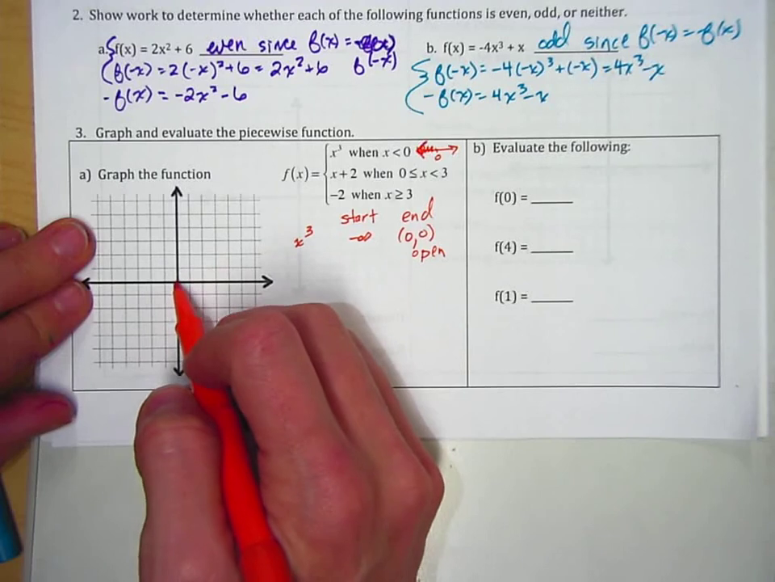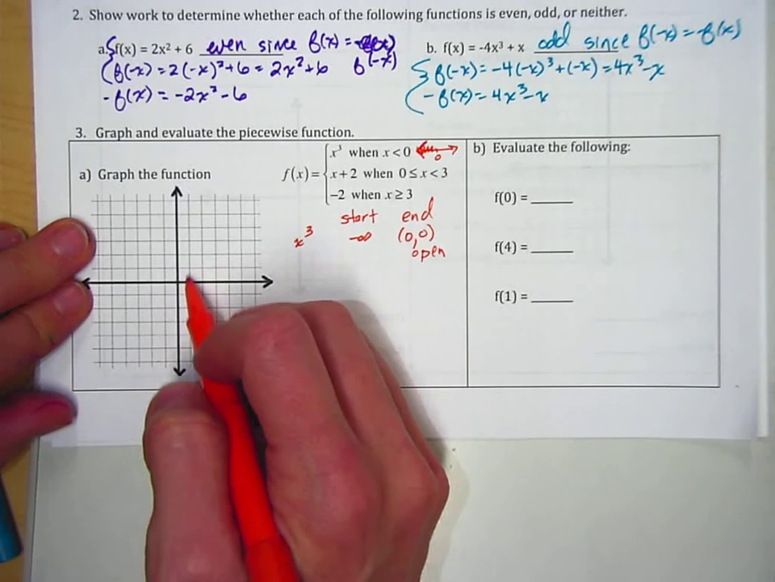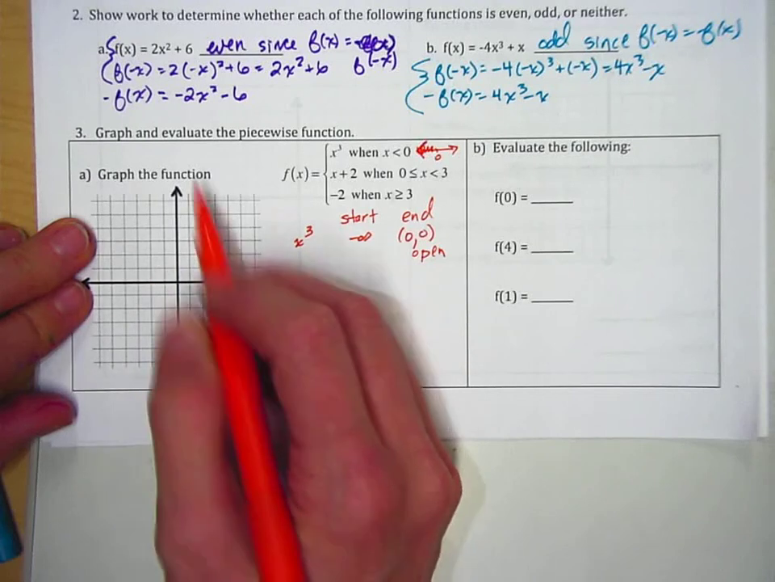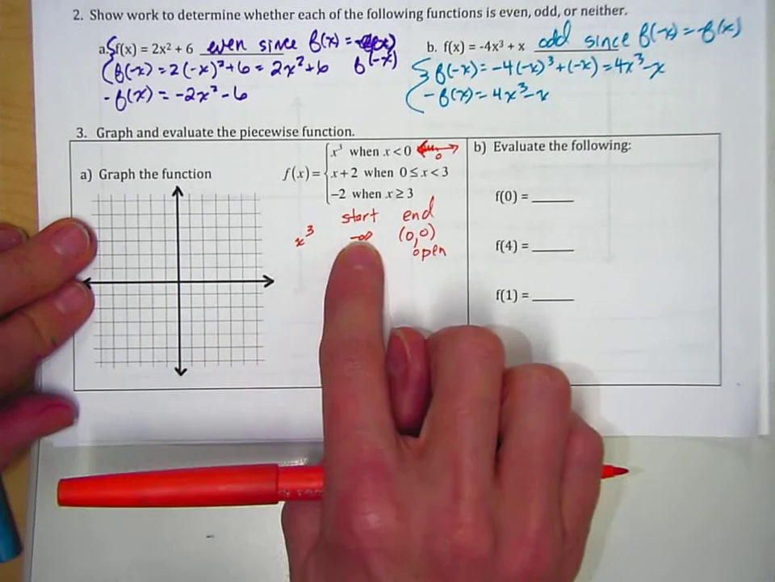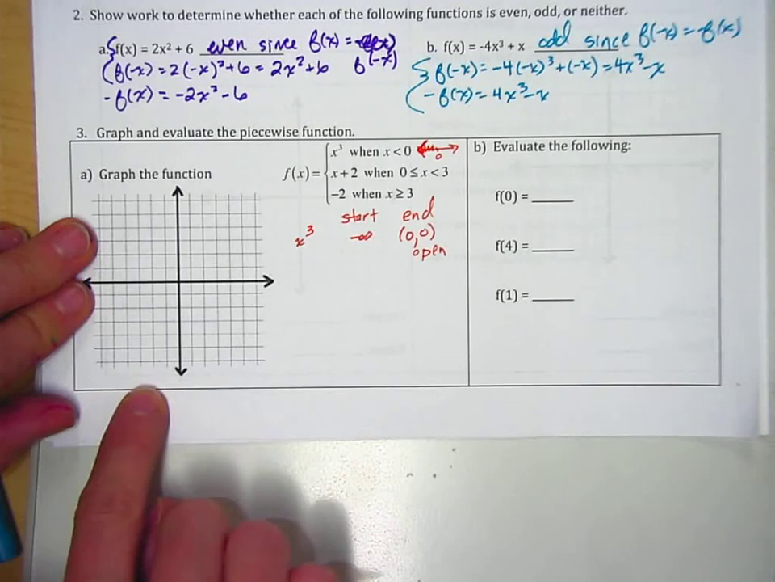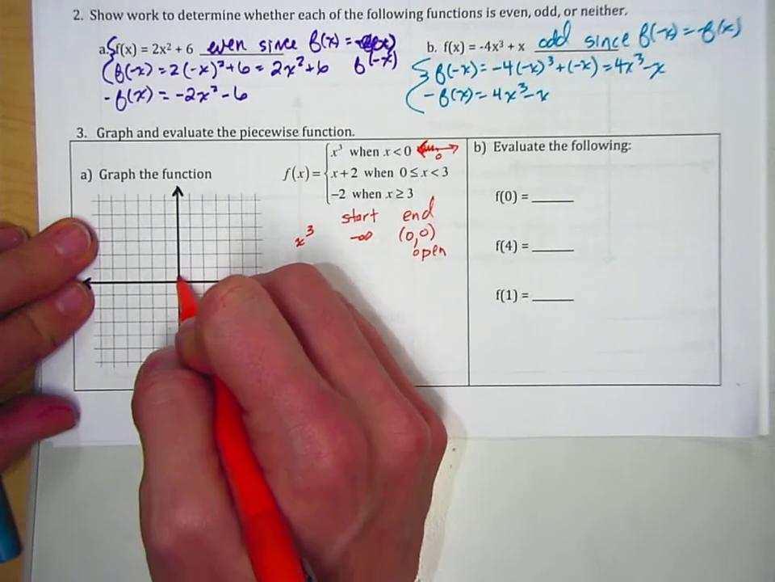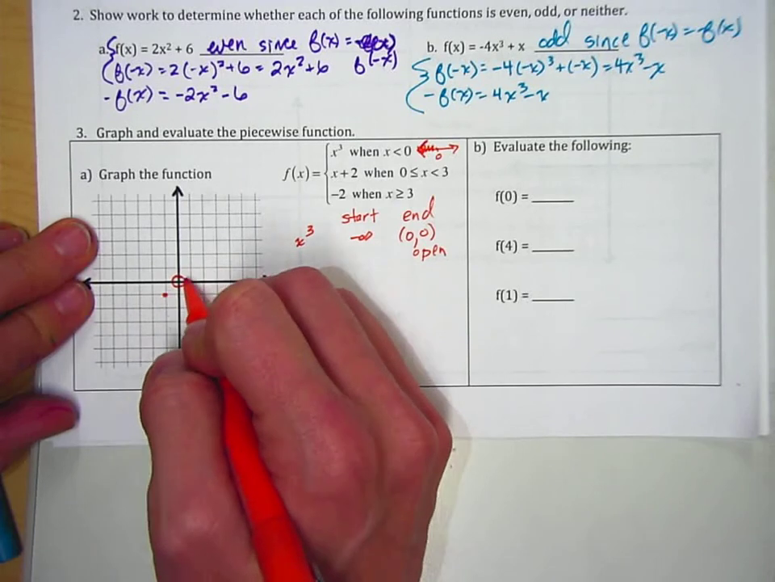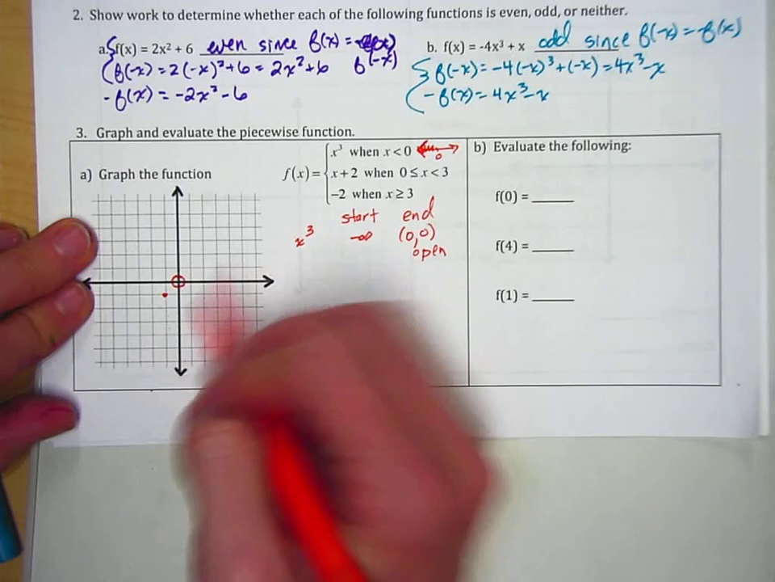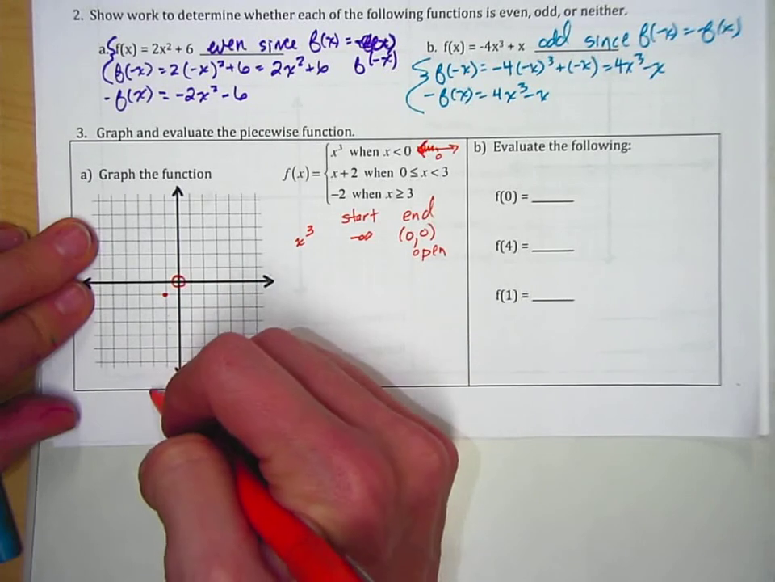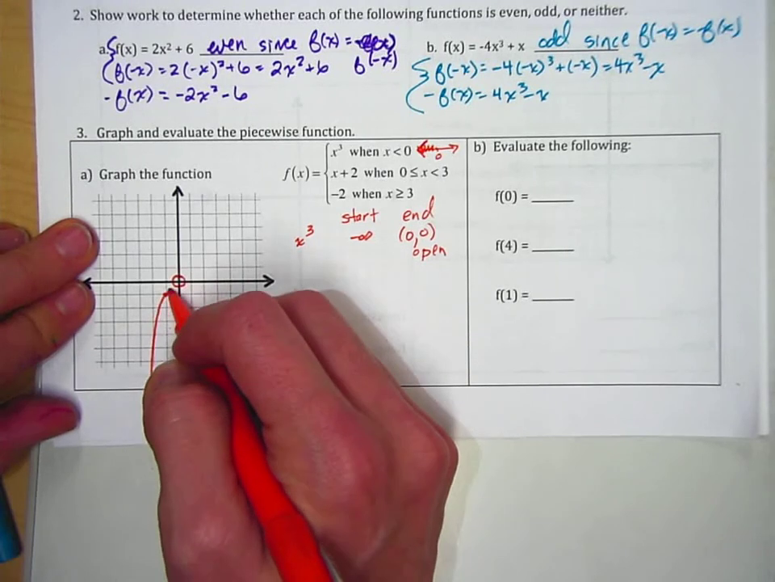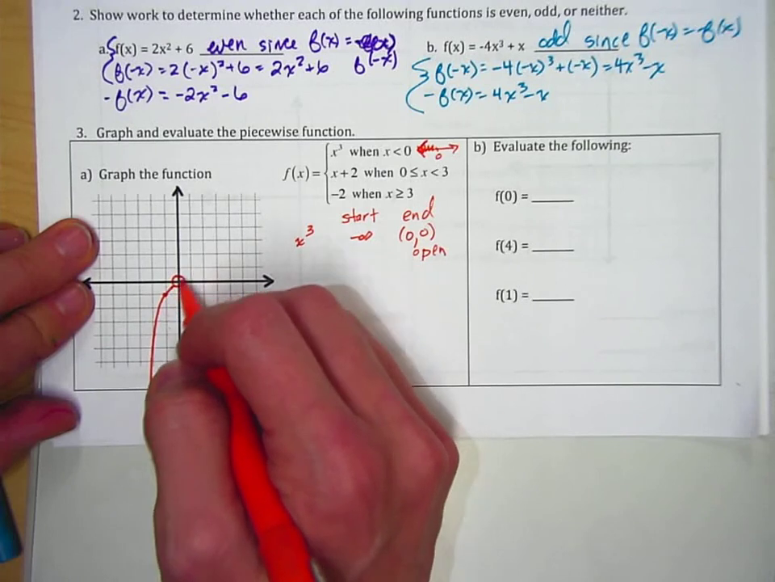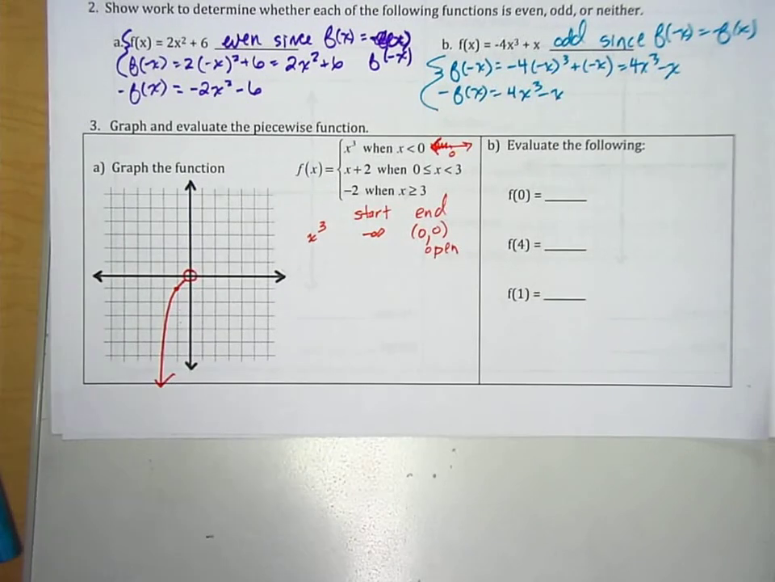So normally I go 0, 0, over 1, up 1, left 1, down 1, left 2, down 8, right 2, up 8. But again, I'm starting at negative infinity, so I'm going to have an arrow from this end, but I'm ending here. So I can do an open circle. I can go left 1, down 1, and left 2, down 8 would be like somewhere over here. So I'm coming up, and this is where it would have a point of inflection here, and then it would go up this way. Okay, so that's my x cubed.